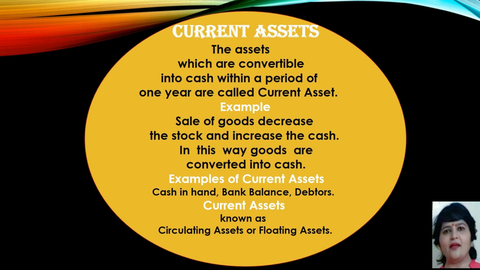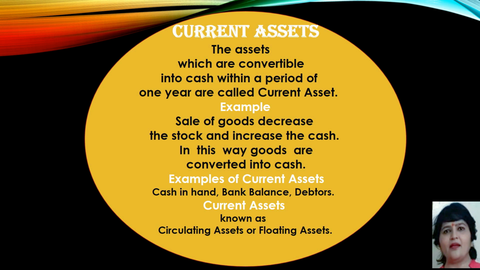For example, sale of goods. When the goods have been sold in cash, the stock of goods will reduce and the cash will increase. In this way, goods are converted into cash. And the examples of current assets are cash in hand, the bank balance, and debtors. Who are debtors? Debtors are the parties or the individuals to whom the goods have been sold on credit by the business organization. Now, current assets can also be called by other terms, that is circulating assets or floating assets.